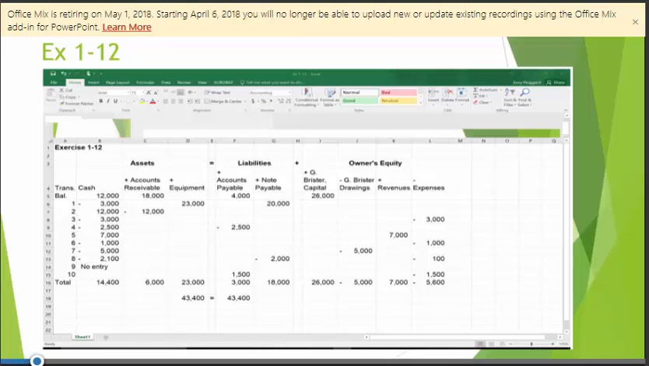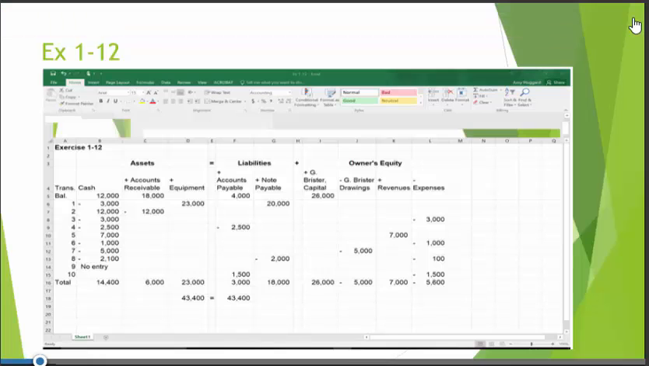So you're asked in the instructions to put all the transactions in a tabular analysis. The first row contains the company's beginning balances. In this first row, we've set up cash of $12,000, accounts receivable of $18,000, notes payable of $4,000, and Bristol Capital of $26,000. So what we're doing here is basically setting up our accounting equation: assets equals liabilities plus owner's equity. And we know that our assets have to equal our liabilities and owner's equity.